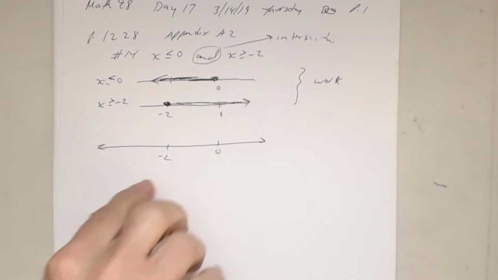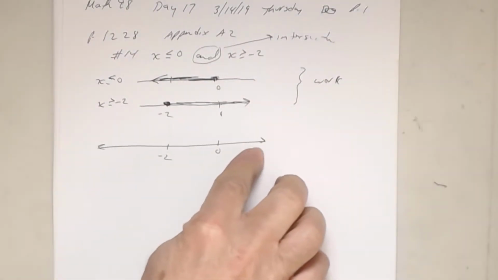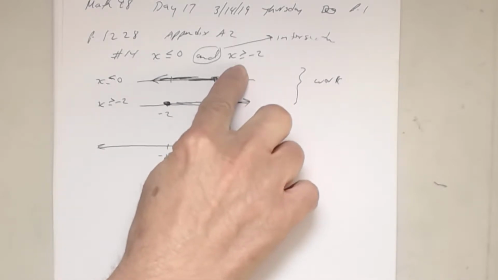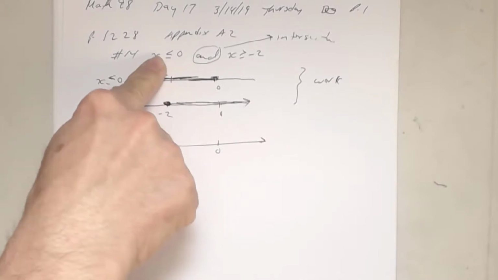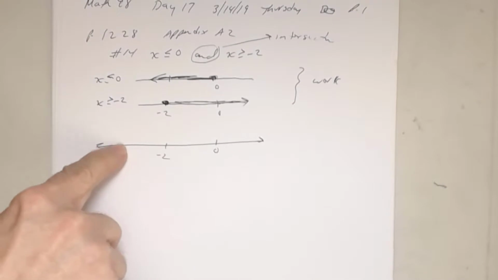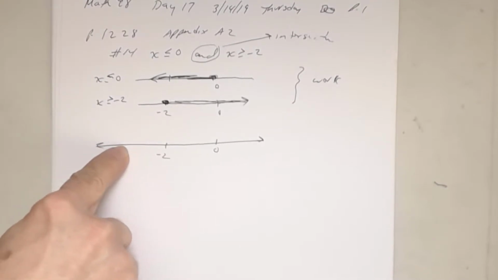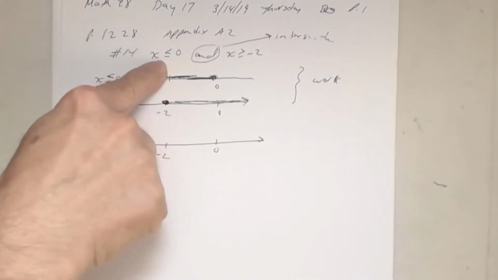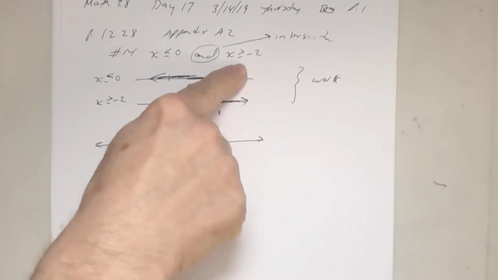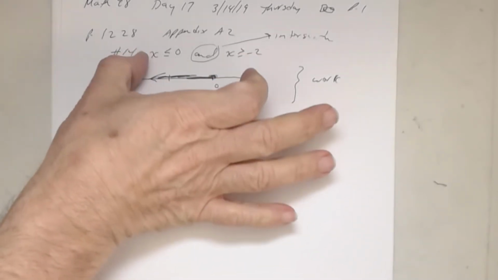So if you look at this, you'll see why 5 is not a solution. 5 is greater than or equal to negative 2, but what's the issue? It's not less than or equal to 0. Negative 8 is not a solution. Negative 8 is here. It's not a solution, because even though negative 8 is less than or equal to 0, what's the issue? It's not bigger than or equal to negative 2. So the only numbers that are less than or equal to 0 and at the same time greater than or equal to negative 2 are which ones?